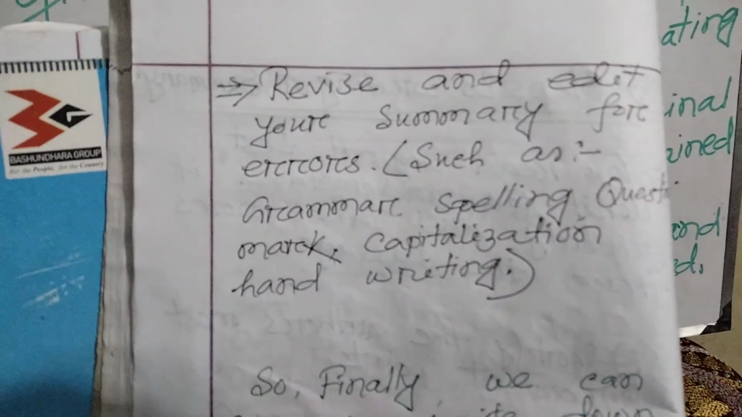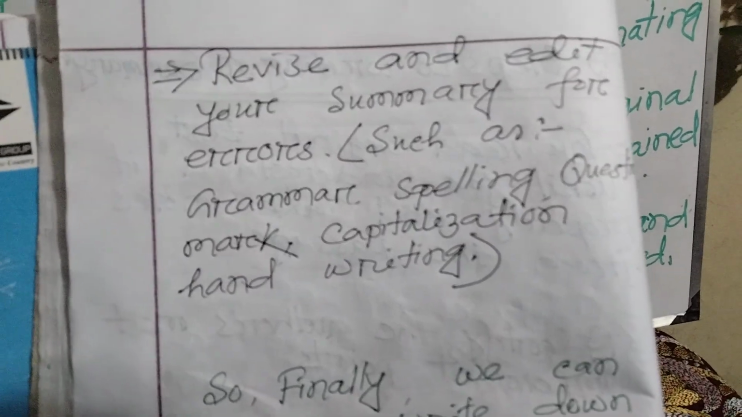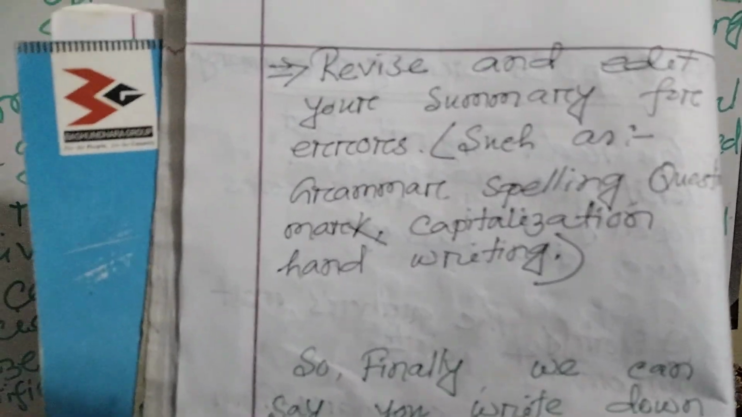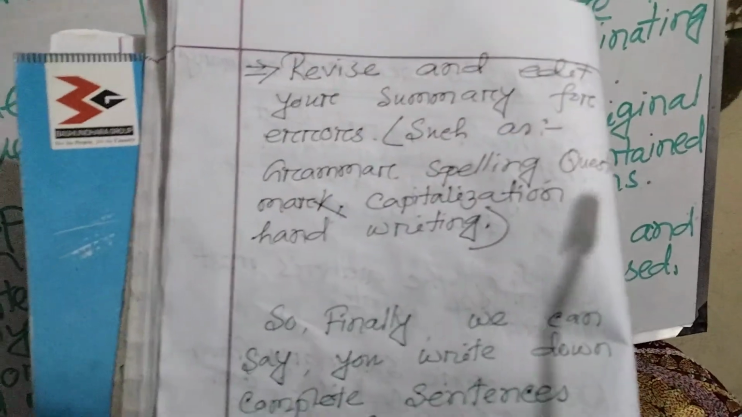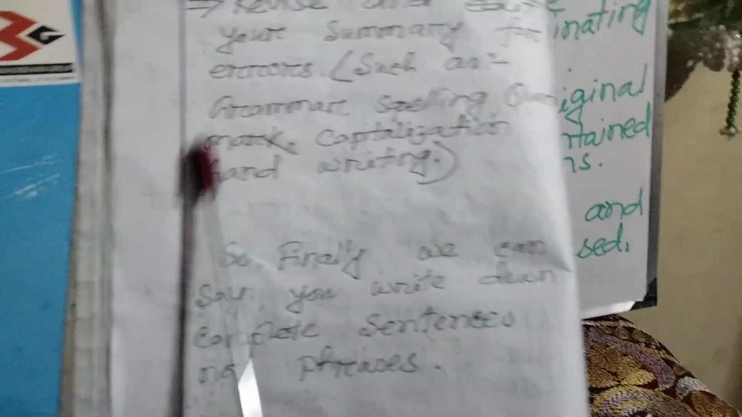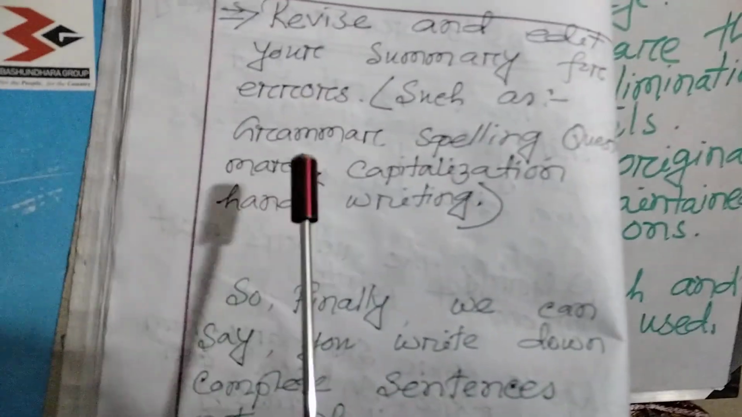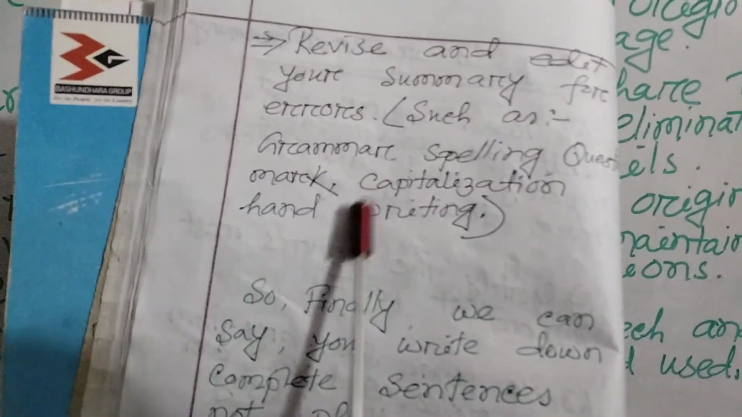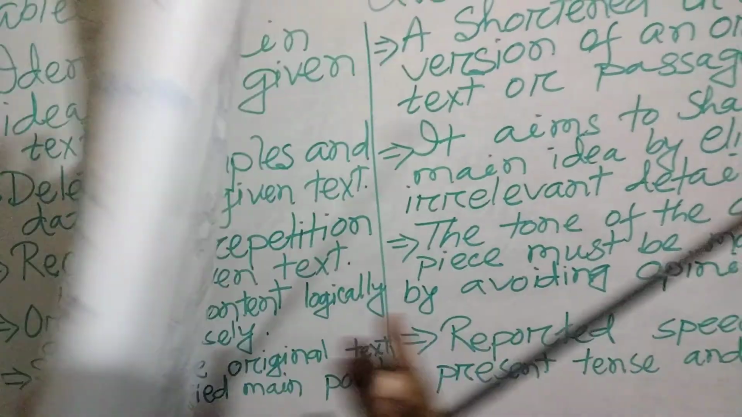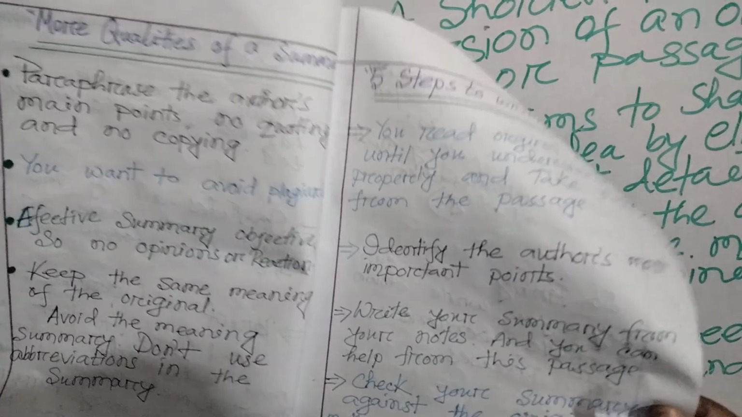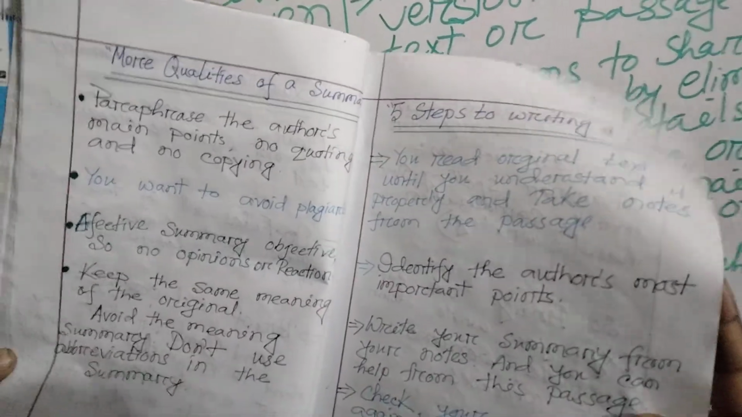Okay, finally we can say we write complete sentences, not phrases. So maybe you can understand the 5 steps. You can write these 5 steps in your copy, and then after seeing this class you can read them properly. Okay, the 5 steps are very important for your effective summary.